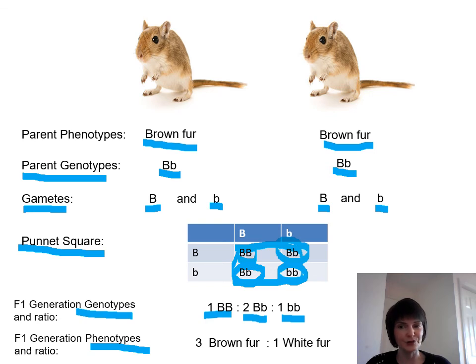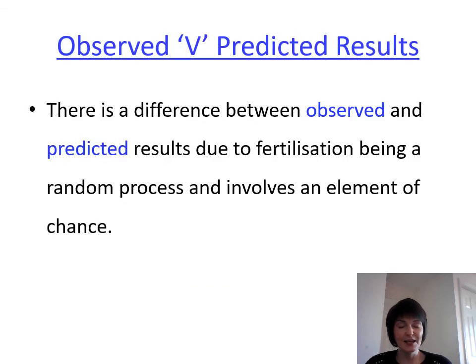So we get a 3-to-1 ratio. So what we've done so far between the pea plants and the gerbils is, on paper, we have predicted what the offspring could potentially look like in terms of their phenotypes, but also tried to predict their genotypes as well. However, what you observe in practice is not necessarily what you can predict on paper. So there is a difference between observed and predicted results.